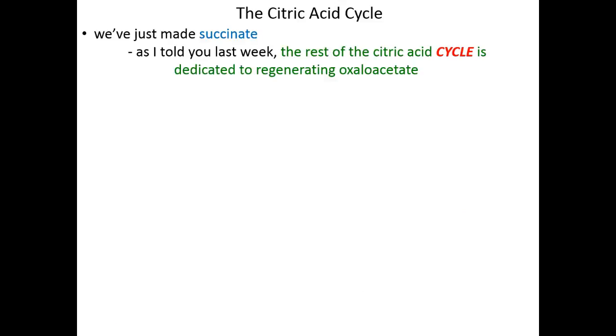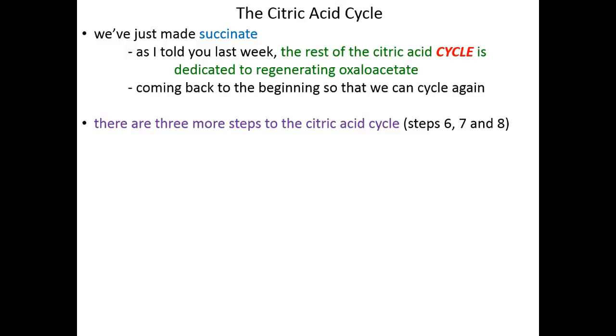So essentially, from the perspective of the citric acid cycle, we just made a molecule of succinate. As I told you last week, once we get about 2/3 of the way through the cycle, and that's where we are now, the rest of it is for the regeneration of oxaloacetate, and we're at that point now. We're just trying to get back to our primary intermediate, our key intermediate, so that we can do this again.